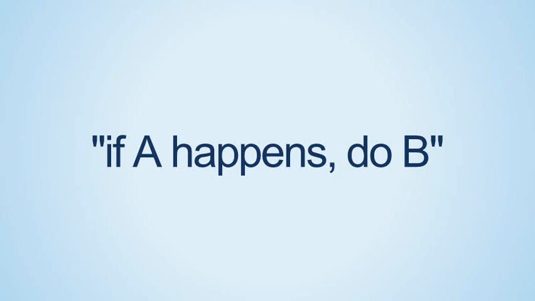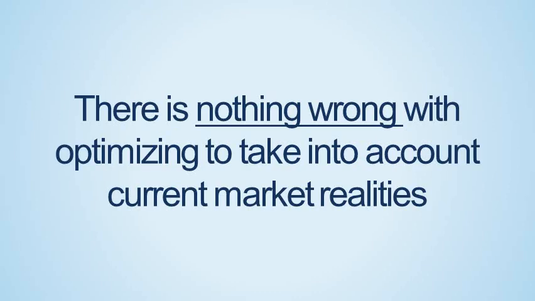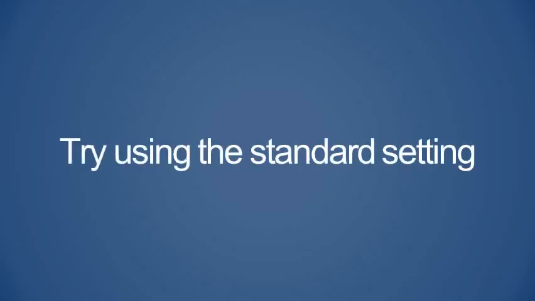Now, the backbone of many trading systems is very mechanical in the sense that if A happens, you do B. There's nothing wrong with optimizing to take into account current market realities, but your approach and your mindset in doing so can either have you being realistic or over-optimizing out of the realm of reality. One way you may choose not to fall into the over-optimizing trap is to simply use the standard settings for all indicators. This ensures you're not zeroing in on the most effective setting for the market of today without regard for tomorrow.